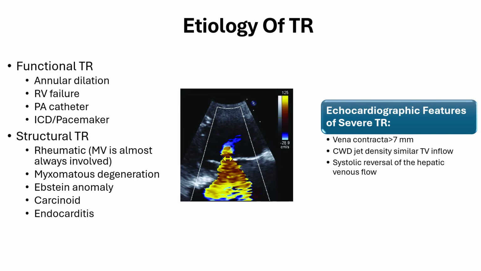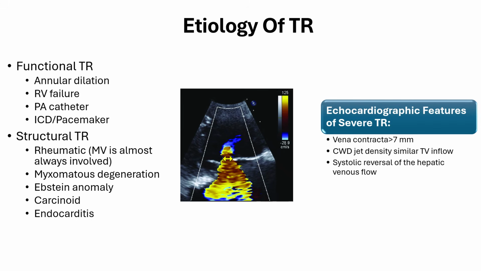Causes of functional TR include annular dilation, RV failure, presence of PA catheter, ICD, and pacemaker leads. Causes of structural tricuspid regurgitation include rheumatic tricuspid valve disease. Again, in rheumatic tricuspid valve disease, the mitral valve is almost always involved, which is important to remember. Myxomatous degeneration, Ebstein anomaly, carcinoid, and infective endocarditis.